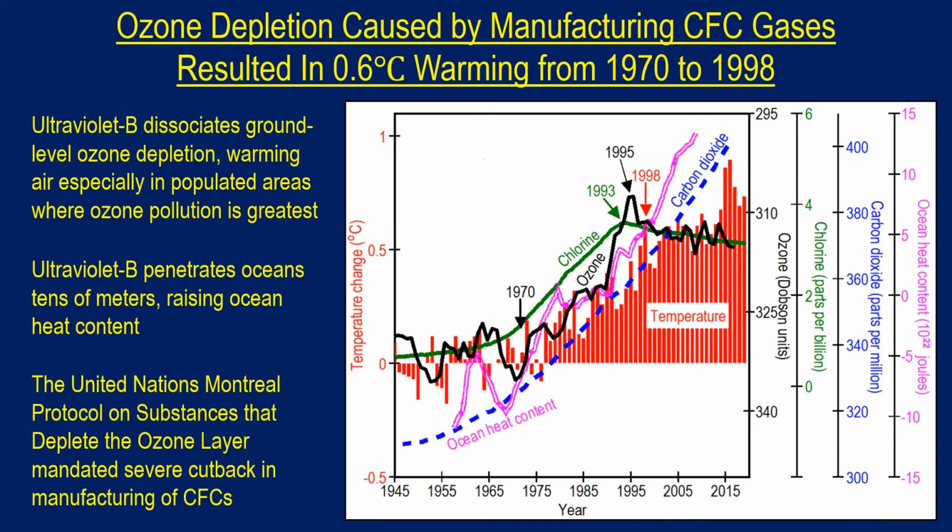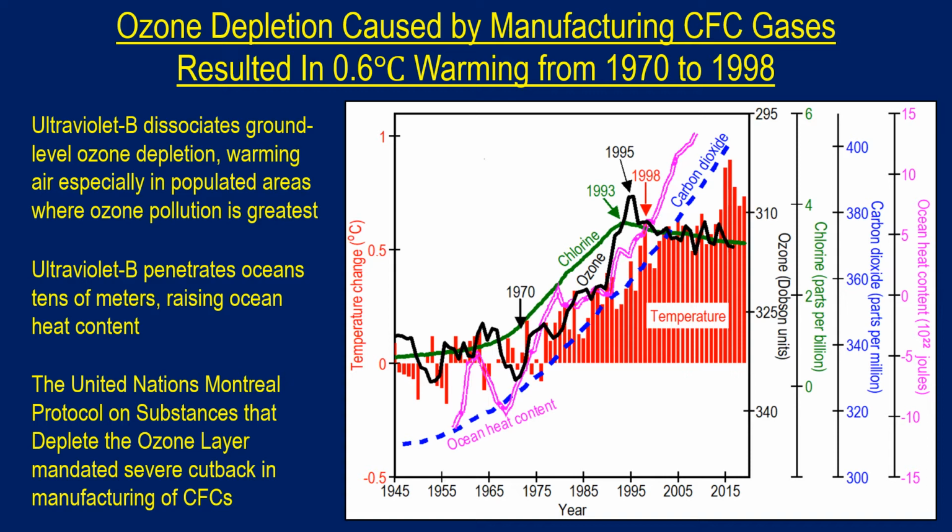The United Nations Montreal Protocol on Substances that Deplete the Ozone Layer mandated severe cutback in manufacturing of CFCs beginning in 1989. Sure enough, by 1993, the concentration of CFCs in the atmosphere stopped increasing. By 1995, the depletion of the ozone layer stopped increasing. By 1998, temperatures stopped increasing. Humans had caused the warming by manufacturing CFCs. Then humans stopped the warming by passing the Montreal Protocol.